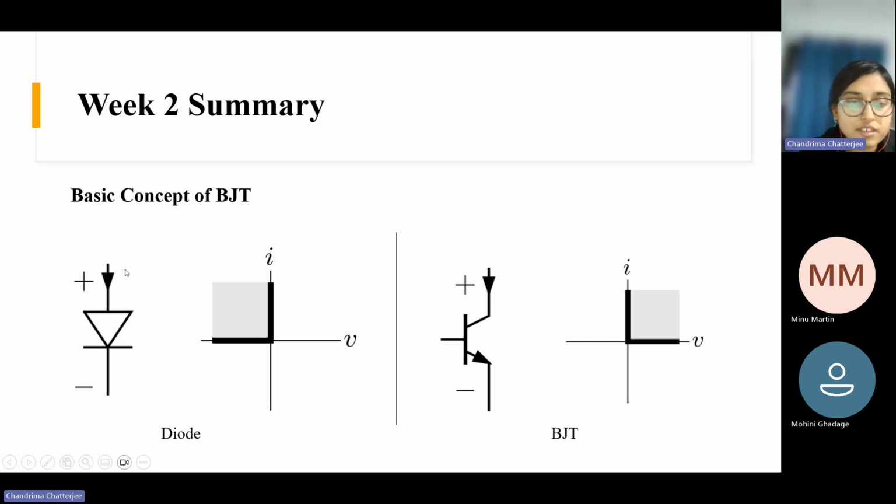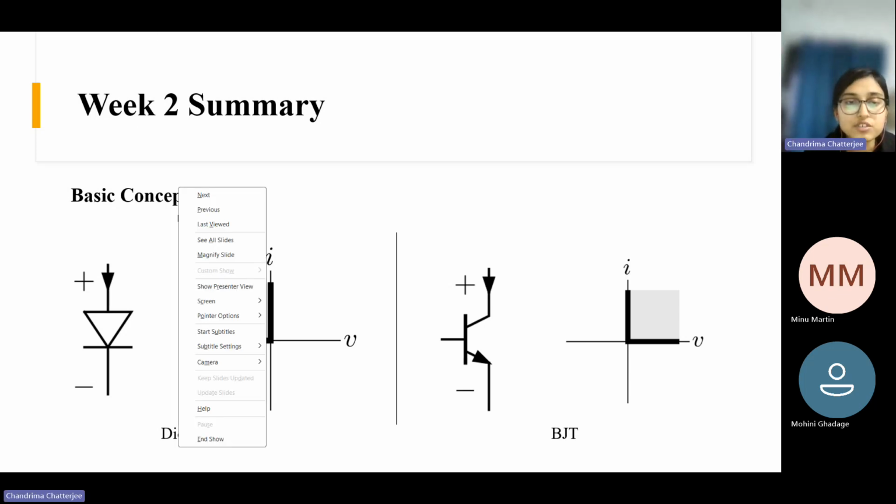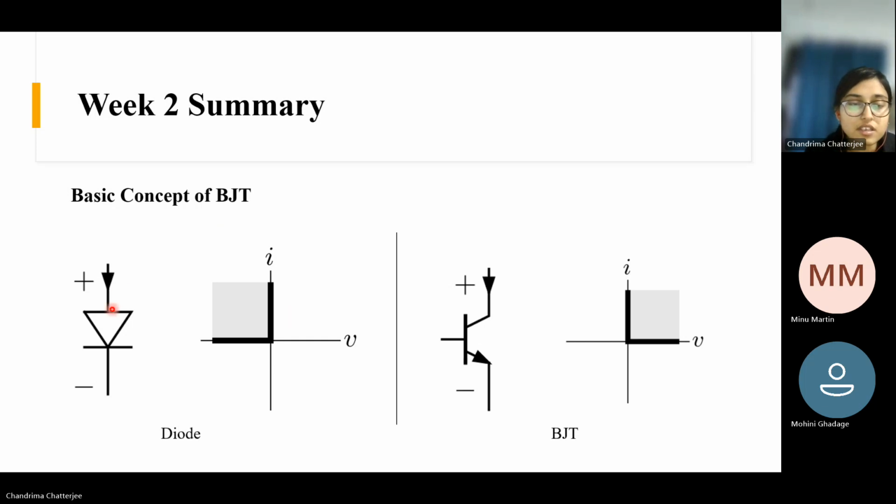As I was saying, last week we discussed the PN junction diode. If you remember, I discussed two kinds of switches. One was a controlled switch, another was an uncontrolled switch. The PN junction diode is an uncontrolled switch. Why? Because there are only two terminals.